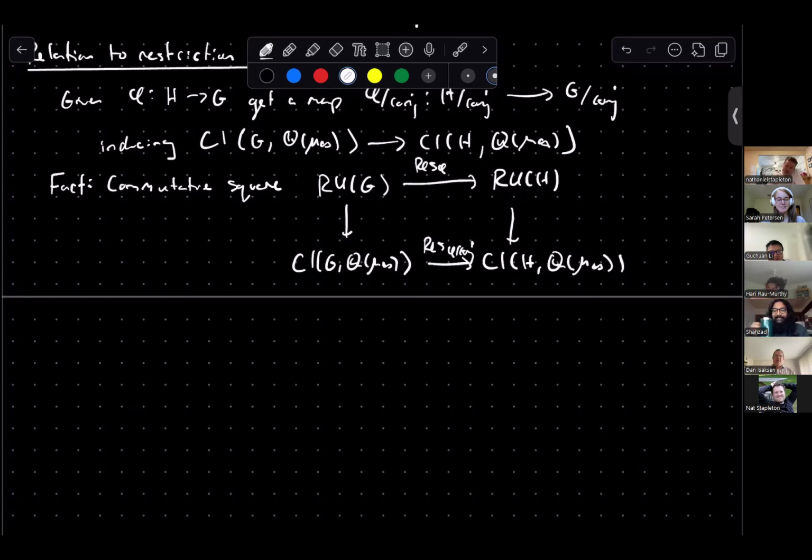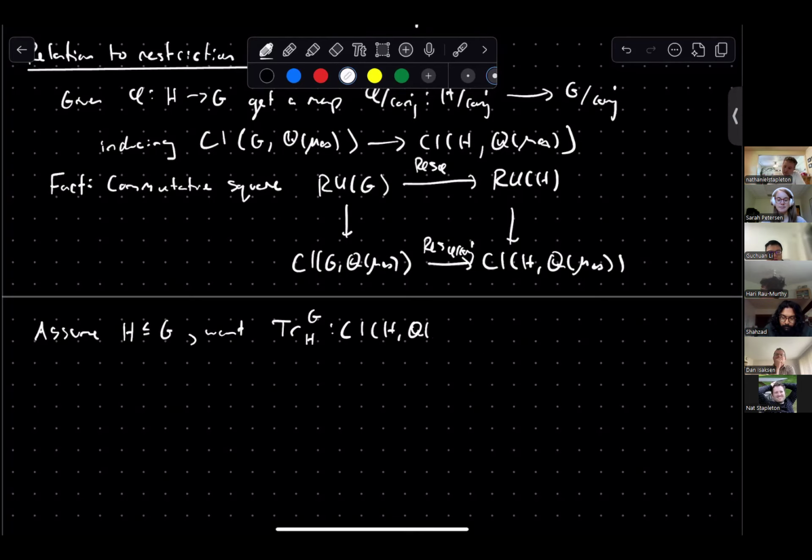So I want to do the same thing for the transfer. Let's figure out what the formula for the transfer is on the level of class functions. So let's assume that H is a subgroup of G. What we want is a formula for the transfer from CL(H), Q adjoin mu infinity to CL(G), Q adjoin mu infinity.